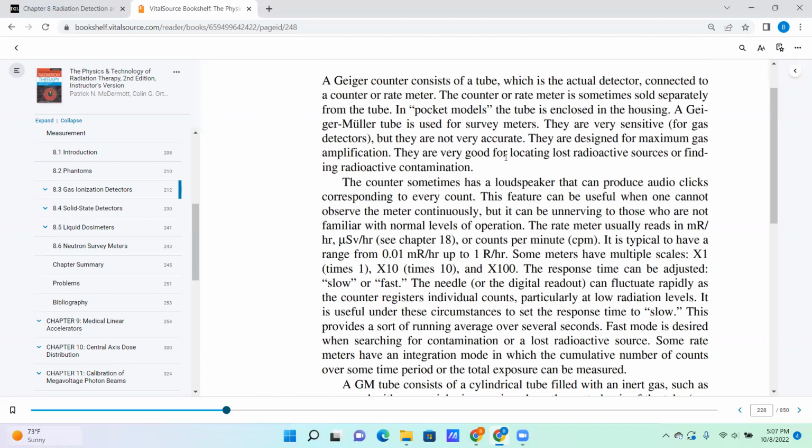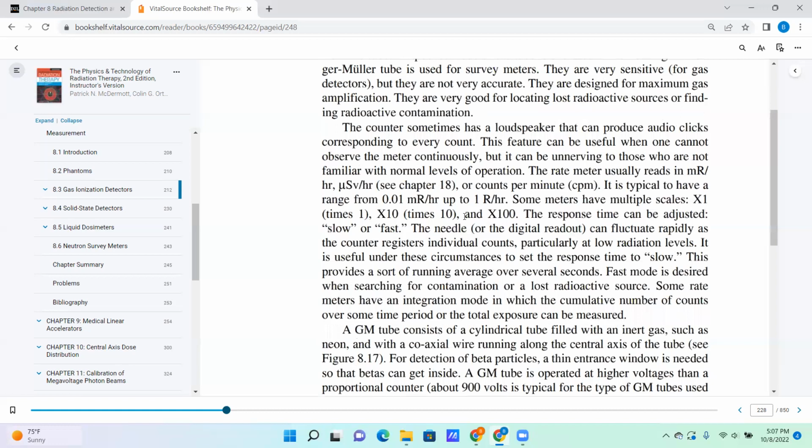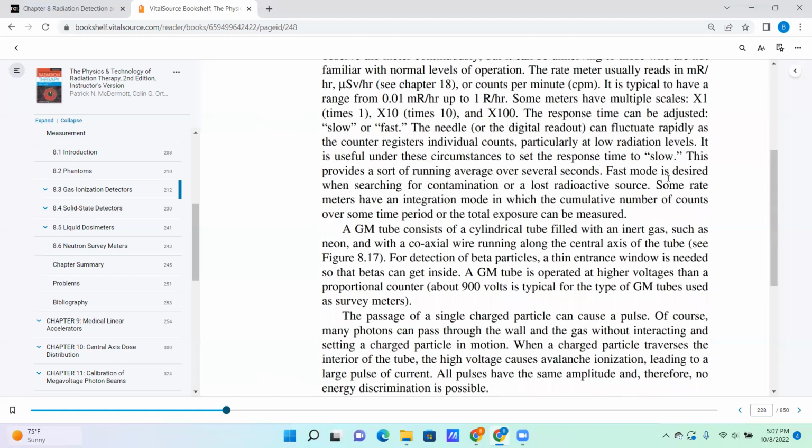The rate meter usually reads in milliroentgens per hour or counts per minute, and it is typical to have a range of 0.01 up to 1 roentgen per hour. Some meters have multiple scales. The response time can be adjusted, slow or fast. The needle can fluctuate rapidly as the counter registers individual counts, particularly at low radiation levels. It is useful under these circumstances to set the response time to slow.